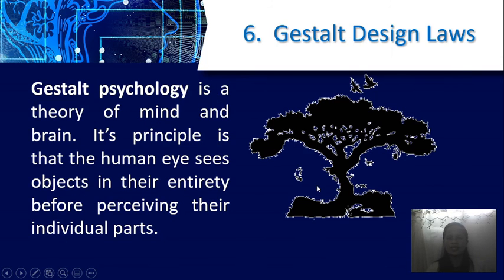Okay. Next is the Gestalt design laws. Gestalt, from Gestalt psychology, is a theory of mind and brain. This principle is that the human eye sees objects in their entirety or as a whole before perceiving the individual parts of the picture. Okay, and in the picture, di ba? At first we see the picture of a tree, no?